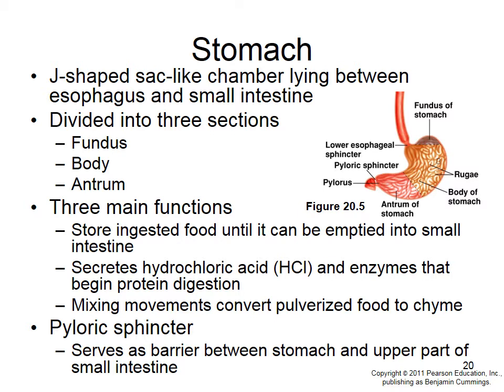So your stomach is J-shaped. It's this big sac that lies between your esophagus and your small intestine. And it has 3 sections. You've got your fundus, okay, you've got the body, and you've got the antrum. And the 3 main functions of your stomach, one is just to store food. Okay, your stomach acts as a storage organ. When it's empty, it's like 50 mils. But it can extend to hold 5 liters.